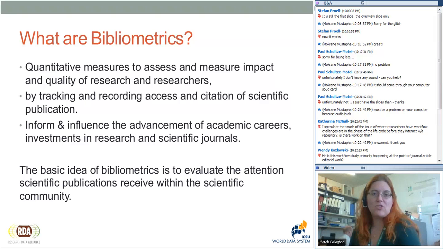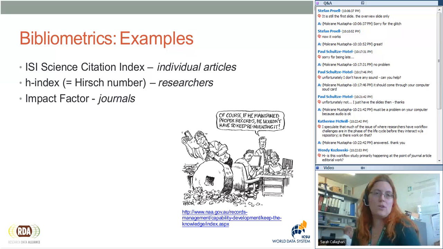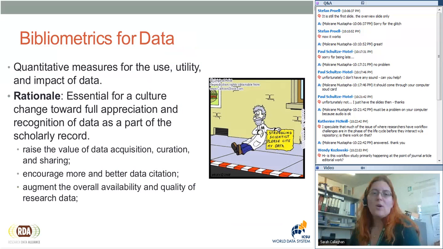So basically, bibliometrics is all about evaluating the attention that scientific publications receive within the scientific community. But as we all know, there is more to science than just publications. We want to apply it to other research outputs as well, such as data. Commonly known examples of bibliometrics are the Science Citation Index, which applies to individual articles, the H-Index, which applies to researchers, and impact factors, which apply to journals. We want to apply bibliometrics to data.